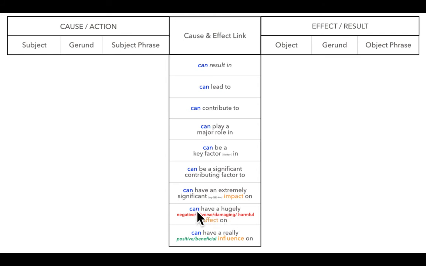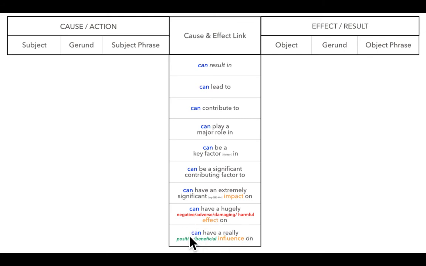Can have a hugely negative effect on. Can have a hugely adverse effect on. Can have a hugely damaging effect on. Can have a hugely harmful effect on. Again, on for these three brothers: impact, effect, and influence.